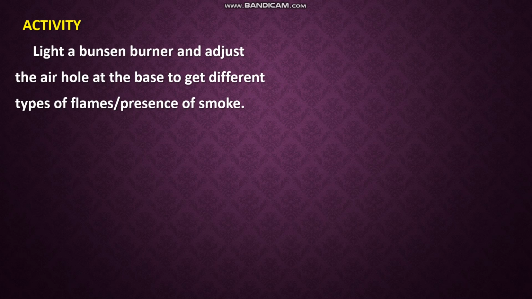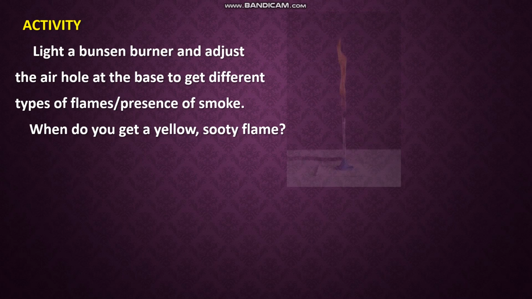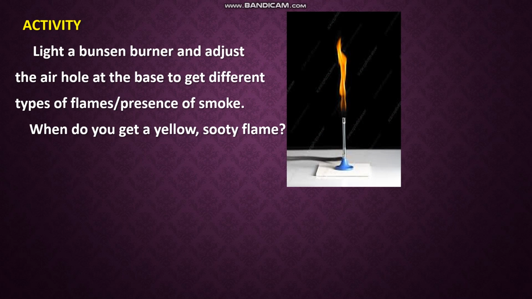Next, let us perform another activity. Light a Bunsen burner and adjust the air hole at the base to get different types of flames or presence of smoke. That means, what type of smoke are we getting? Are we getting a clean flame or a sooty flame? When do we get a yellow sooty flame? When do we get a clean blue flame?